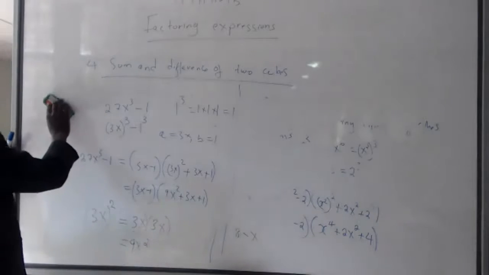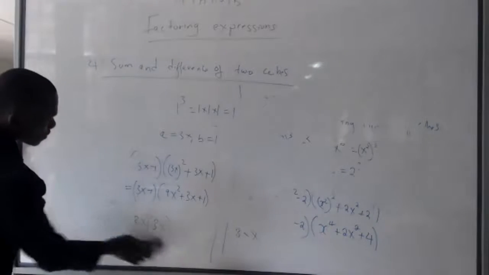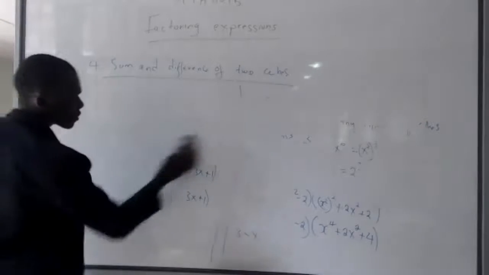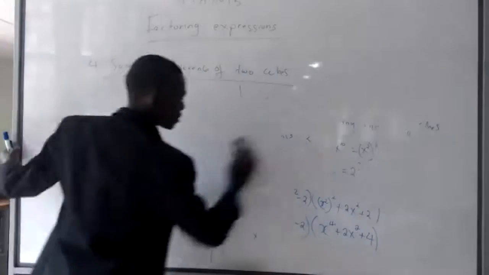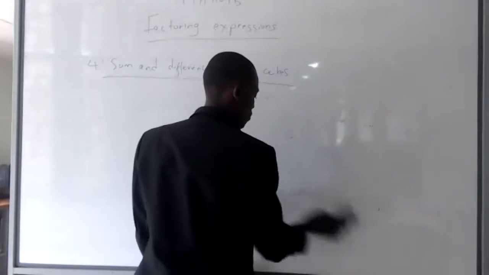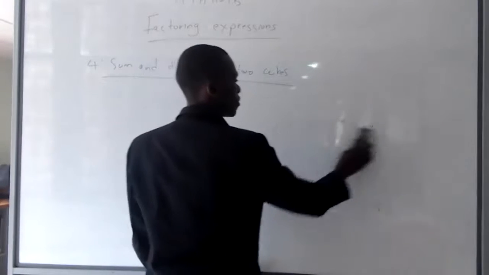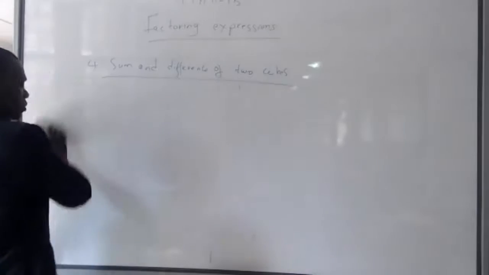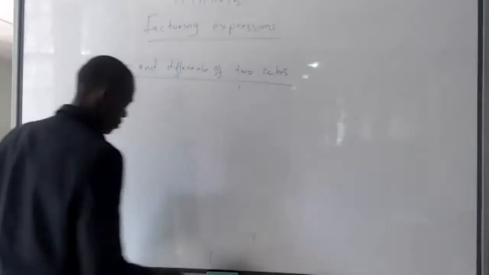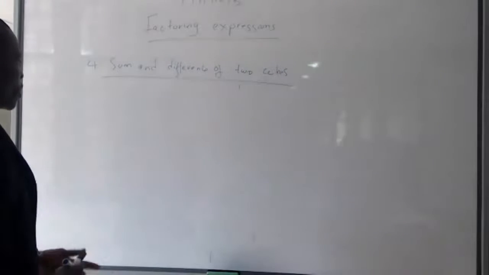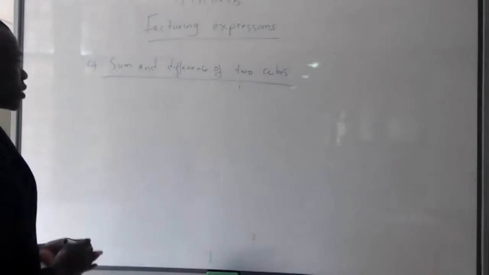Okay, let's look at sum of cubes now. Before you continue, you said a cubed minus b cubed is equal to a minus b, into another bracket, a squared plus ab plus b squared. Yes. Thank you. We even showed that.